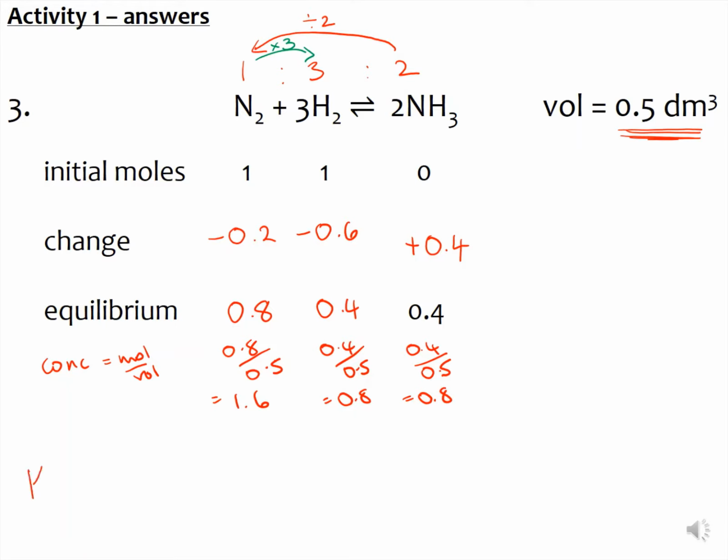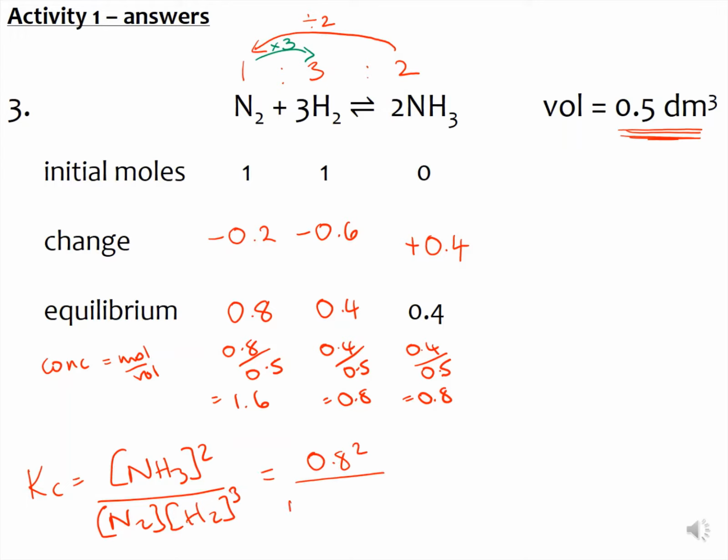Our Kc expression, as we've done many times before, [NH3] squared divided by [N2] times [H2] cubed, all in square brackets, and putting our values in, 0.8 squared divided by 1.6 times 0.8 cubed, we come out with a value of 0.781, and the unit is moles minus 2 dm plus 6.